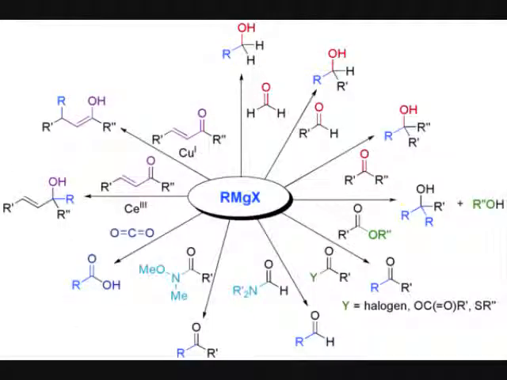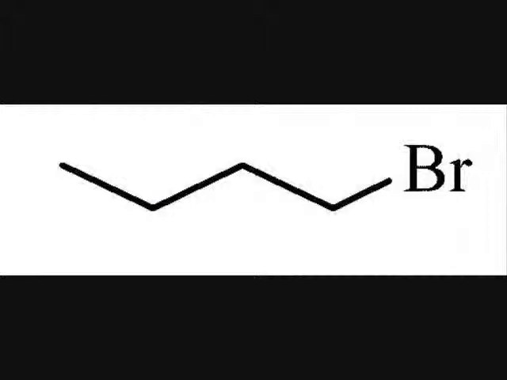One of the goals of organic chemistry is to synthesize complex carbon compounds from simpler compounds. One way of doing this is to use Grignard reactions.